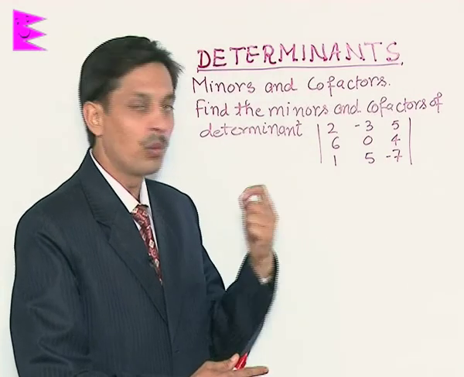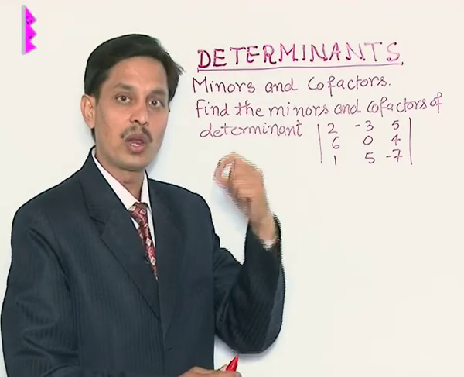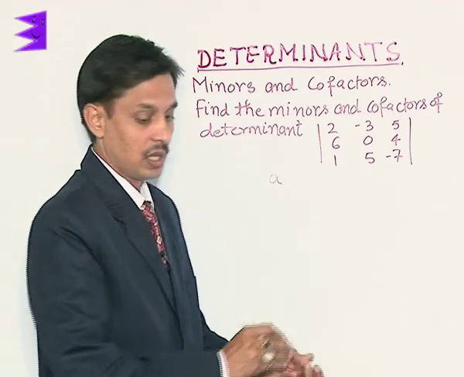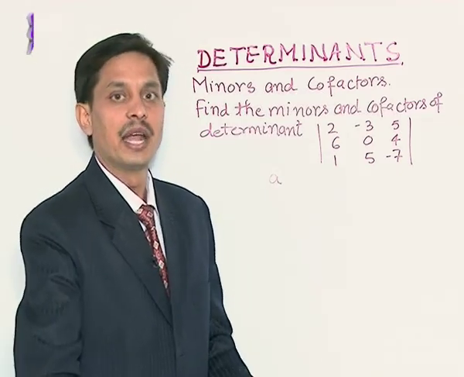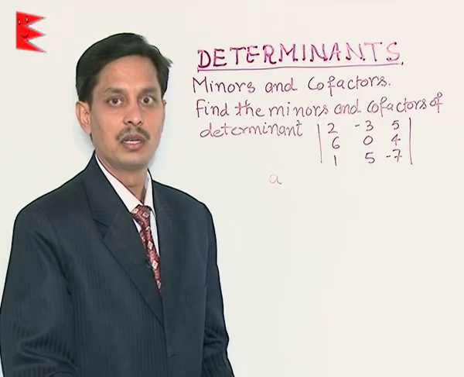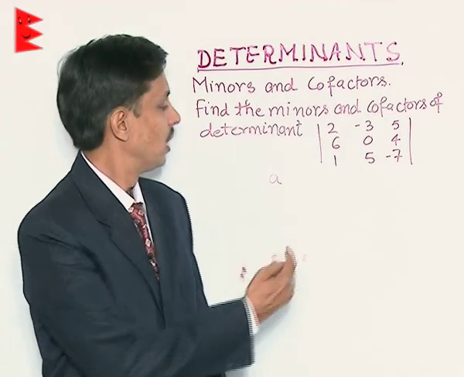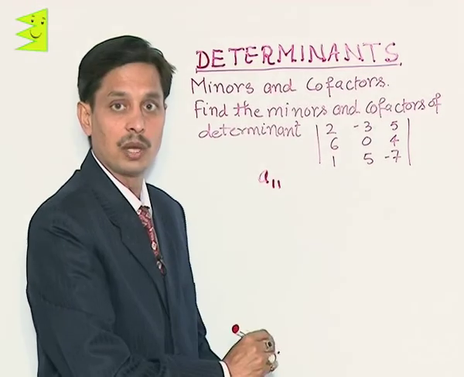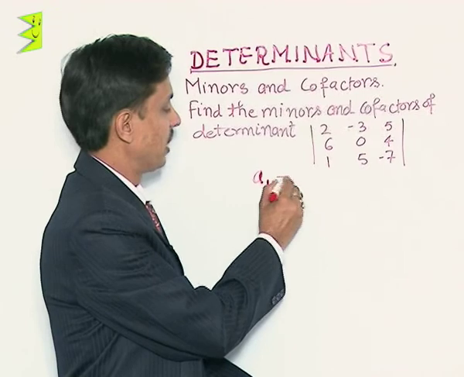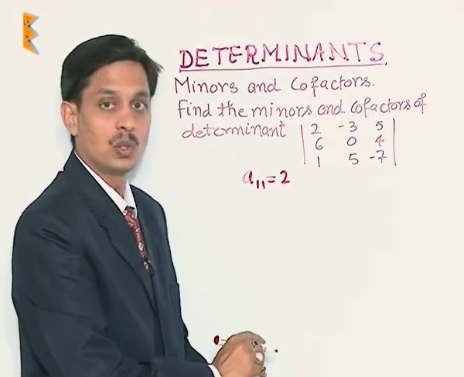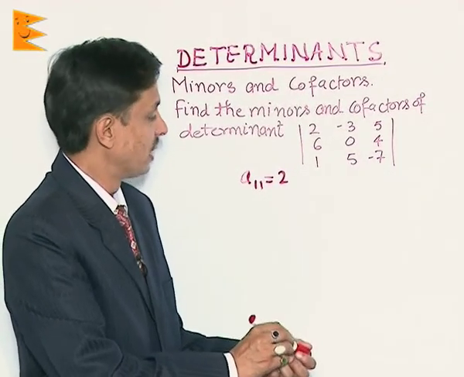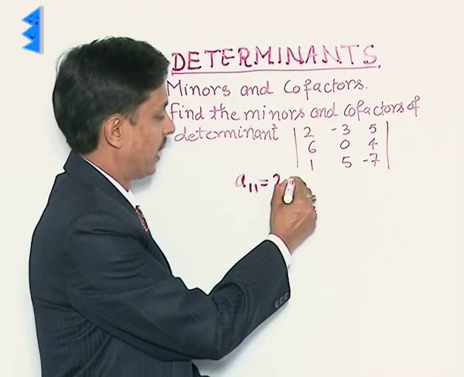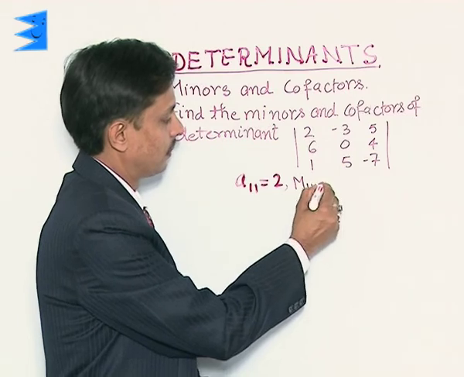So first of all I want to show you how to write these elements in order. If I write the first element, that is A11, it is first row and first column. This element is 2. So to find the minor of this element 2, I will write M11.